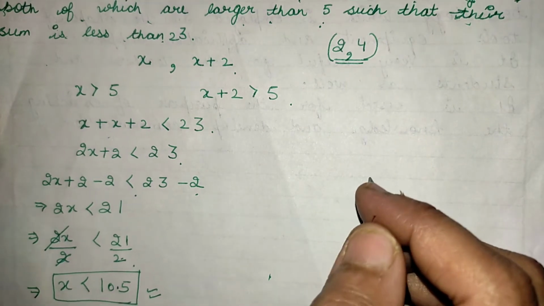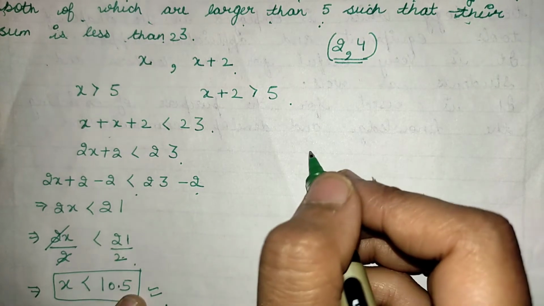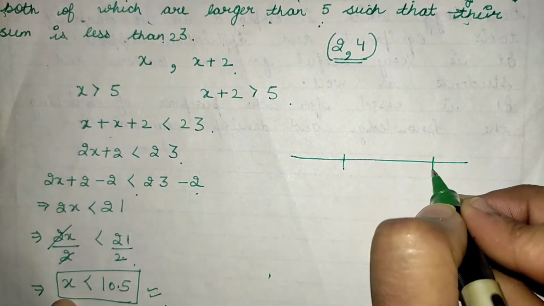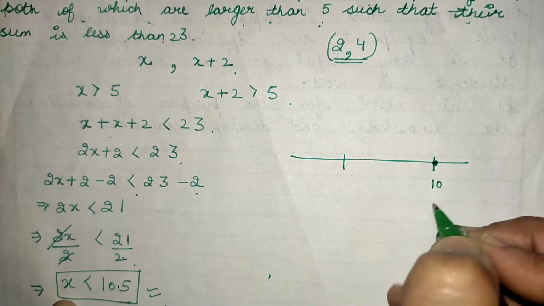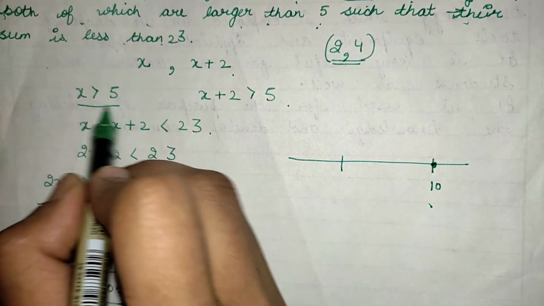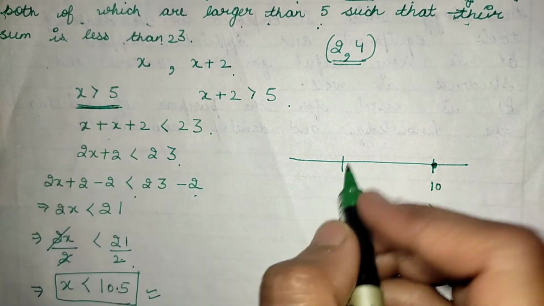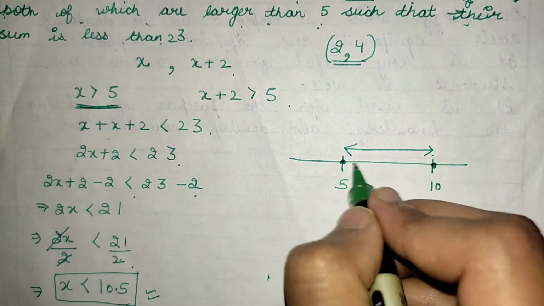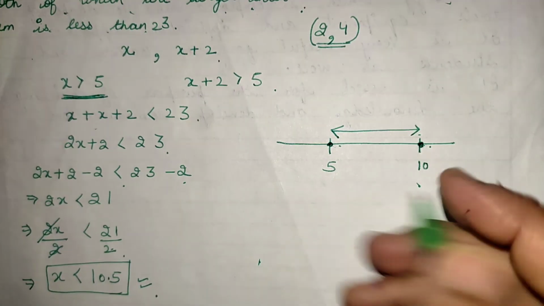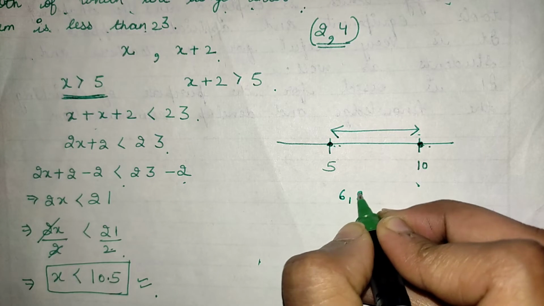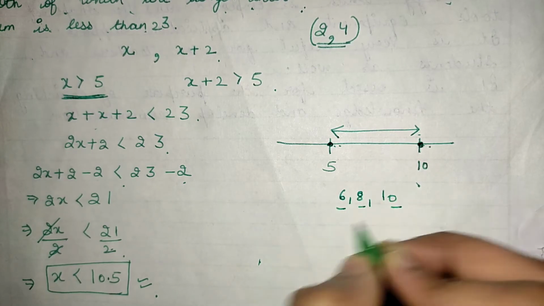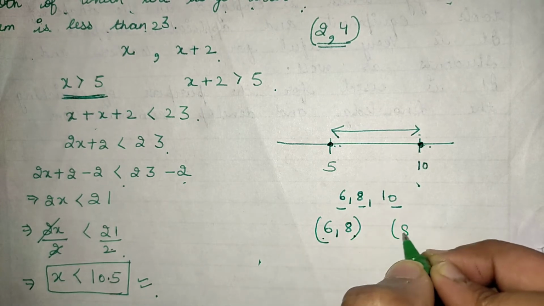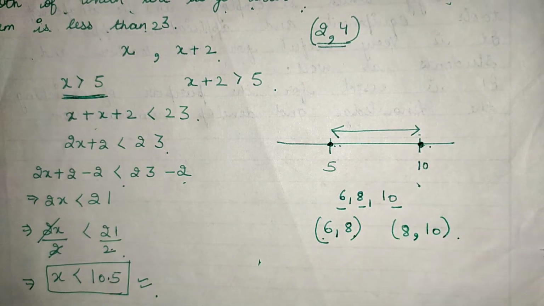So now what will be my pairs? x should be less than 10.5, so the first even number will be 10. The second condition given to us is that x should be greater than 5. So in between this range, how many even numbers are there? 6, 8 and 10. So the consecutive positive even number pairs will be 6, 8 and 8, 10.